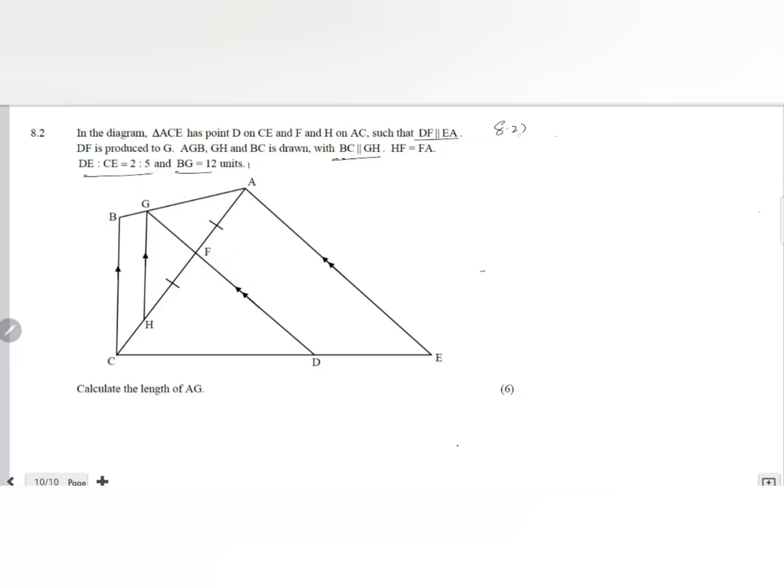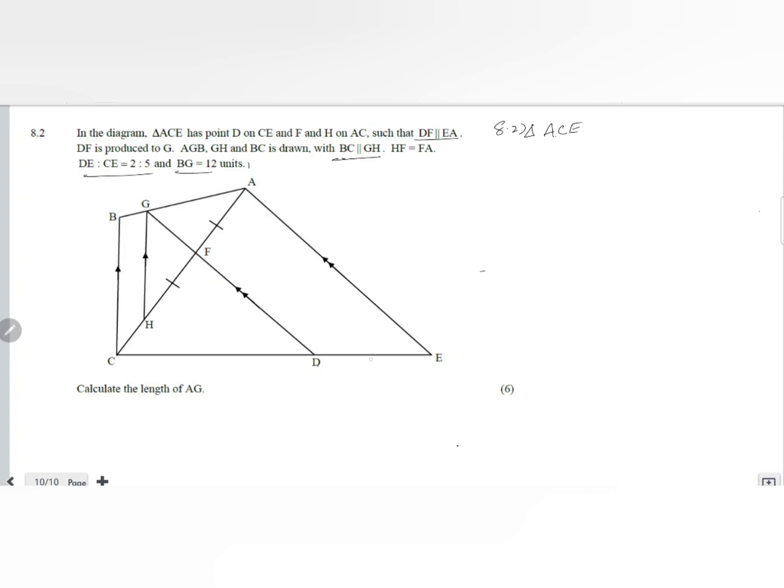Triangle ACE. Do you see that one? Triangle ACE. I can see the proportionality theorem. That is what is given. DE, that is this one. DE to CE is 2:5, isn't it?